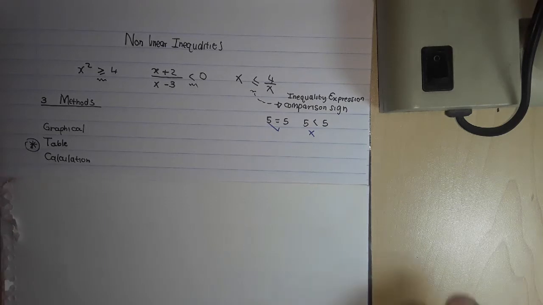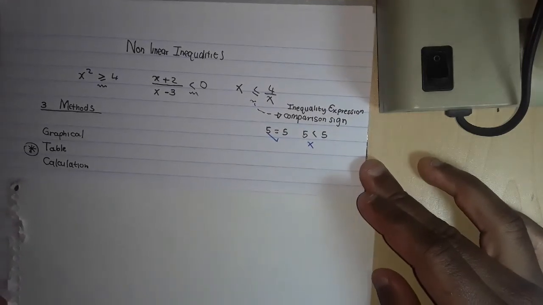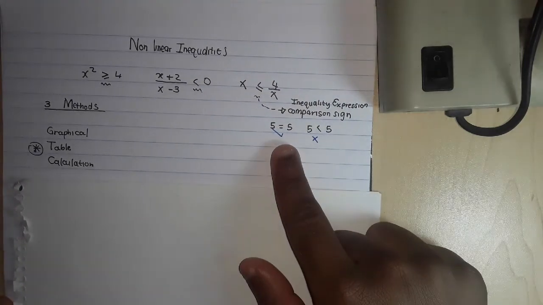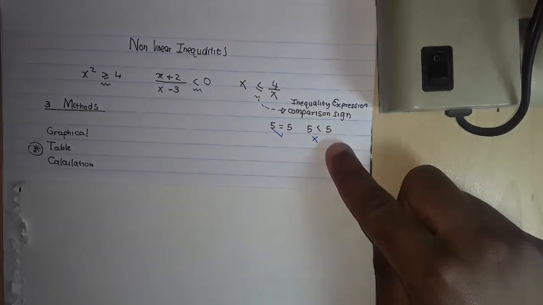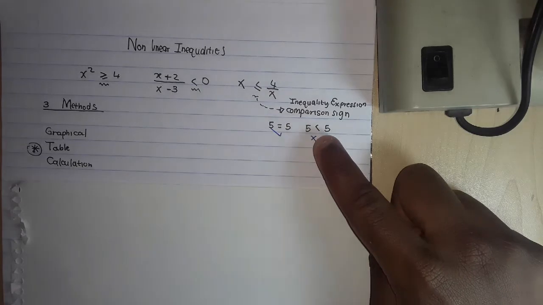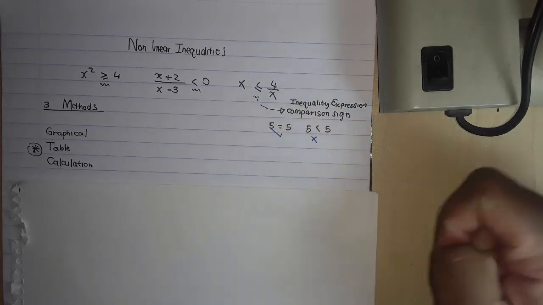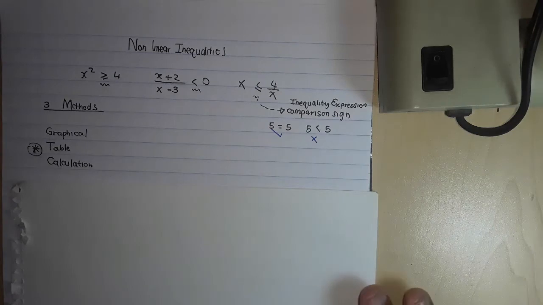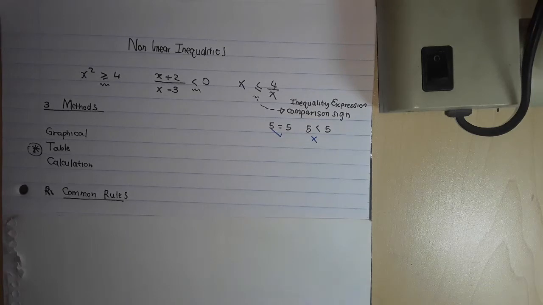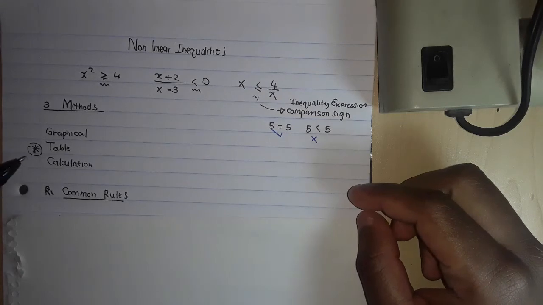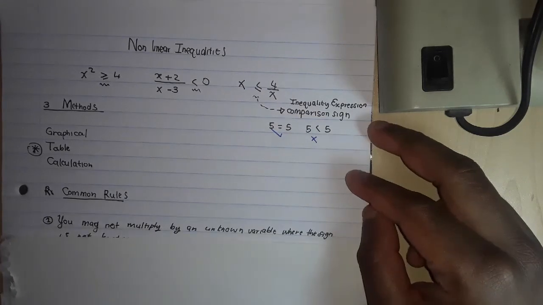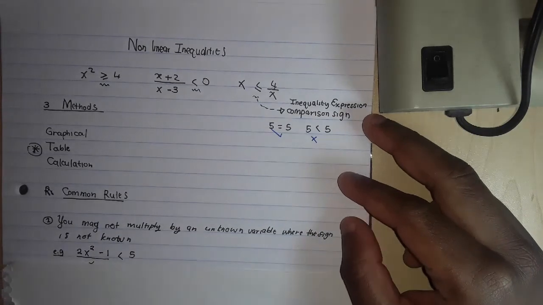I want you to take note of the effect of having the inequality expression, because for instance here we have the equality sign, 5 equals 5. That holds true, and on the other hand we have 5 less than 5. This statement is not true, but do you notice that the equality expression has an impact on how we look at the expression? However, on these three methods, the graphical, the table, and the calculations method, there are common rules that apply to all of them.